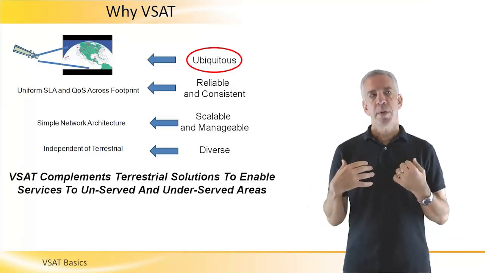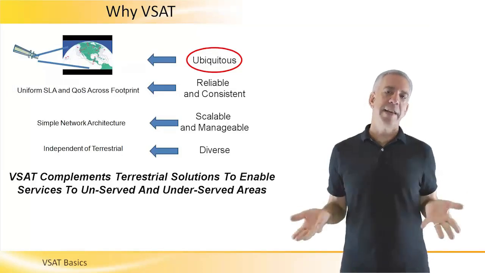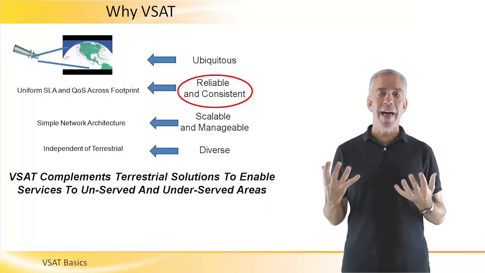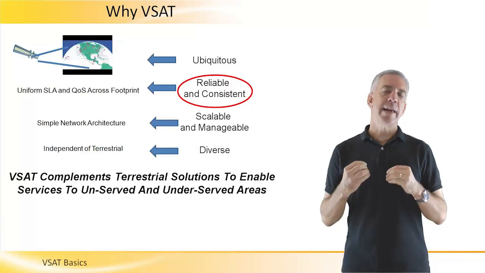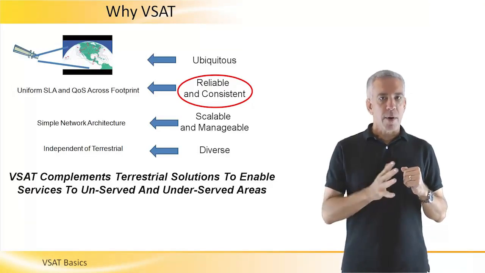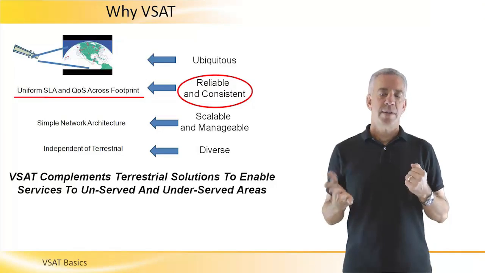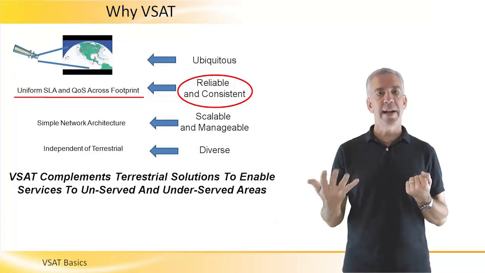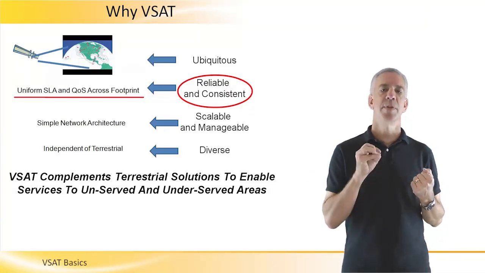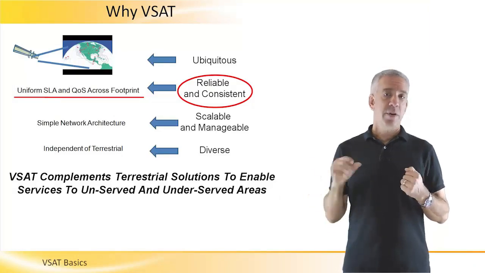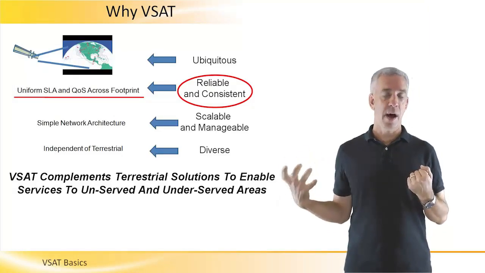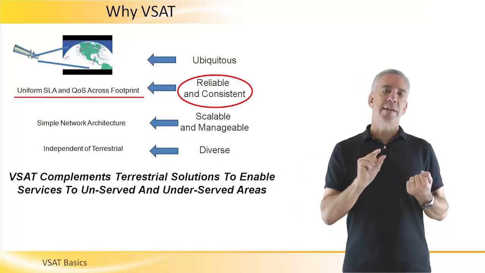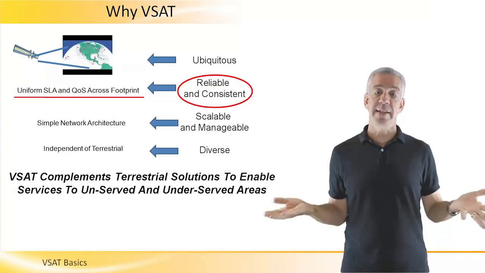In addition, the very nature of the architecture of VSATs makes it a very reliable and consistent solution. By that, we mean that we can enable a very uniform SLA and QoS, a uniform service level agreement and quality of service. The reason, again, goes back to the nature of the architecture in that there are only a few network elements: the hub or gateway, the satellite, and the remote terminal. So it's very easy to control the QoS and SLA of a VSAT network.